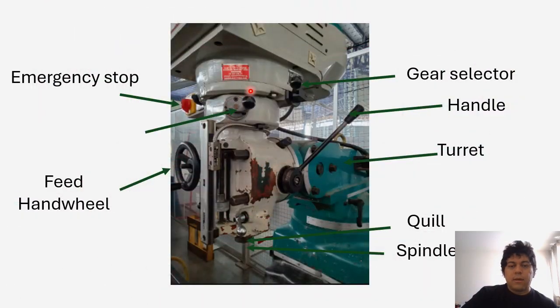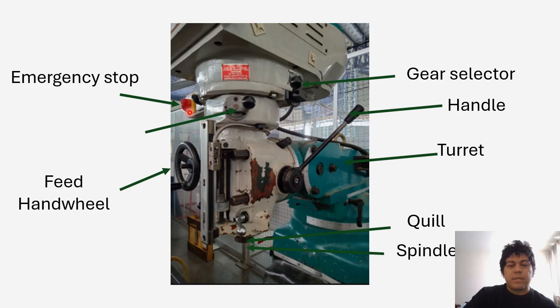So let's review the top part of the milling machine, where we have a little handle, which is called the gear selector, and this is used to choose the right speed for the milling machine. You probably want to start slow and then gradually increase the speed, so you can achieve a better surface or better work on the material.